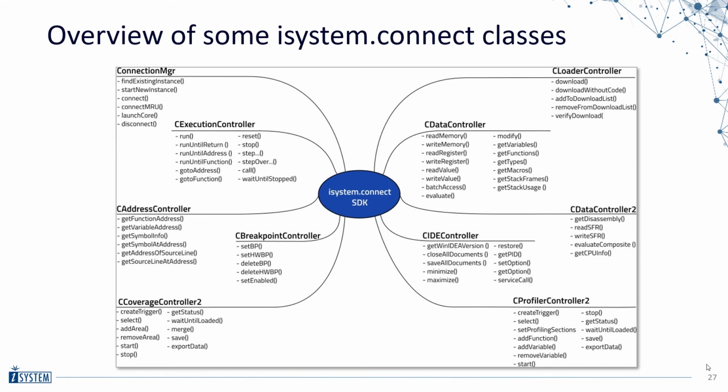This slide displays the most commonly used isystem.connect controllers. These are connection manager, execution controller, trace controller, breakpoint controller, loader controller, data controller, IDE controller, and coverage and profiler controllers. Some frequently used methods of the classes are displayed too, but the isystem.connect API has many more classes and methods available for the automation of several use cases.